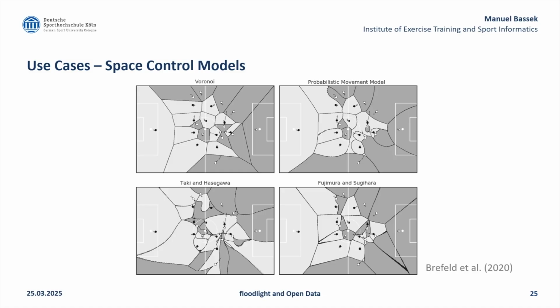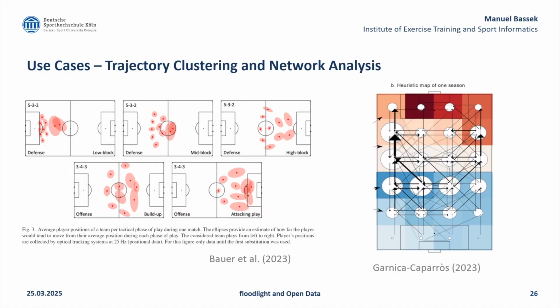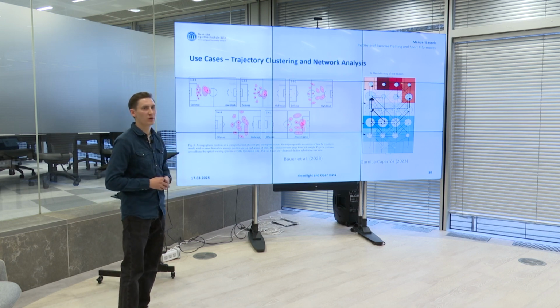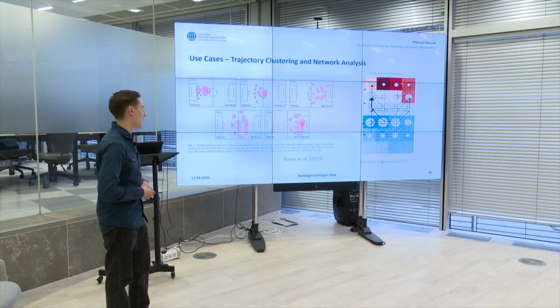But I think personally there are way more use cases than that. So for example, evaluation of space control models, or also trajectory clustering, for example, for formation recognition, or network analysis for passing networks. So basically every time you see a plot like this in a publication, there should be no reason why there's no raw results on those methods reported on a public data set out there.